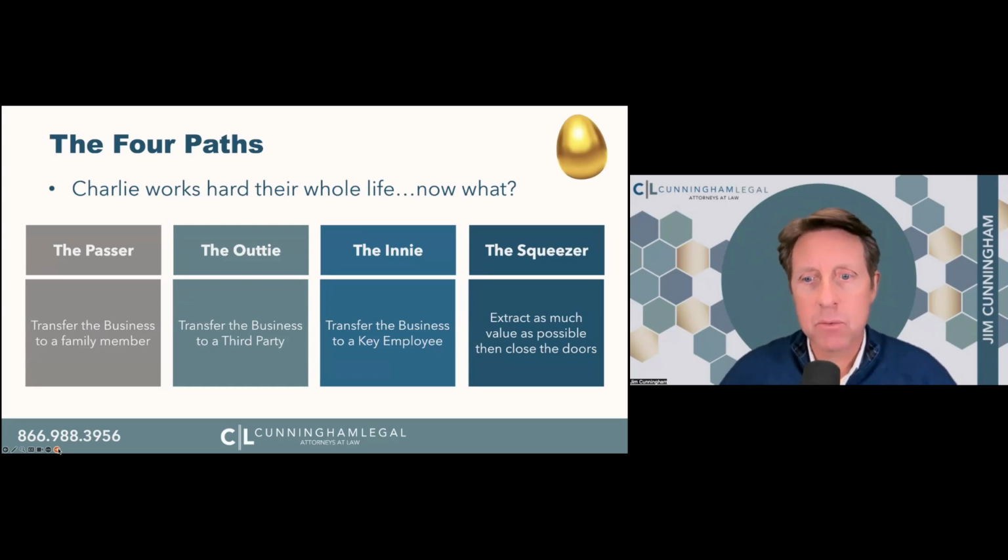The innie is where you transfer the business to a key employee, typically for money, right? So the passer is typically a gift, or an inheritance, or some type of no consideration paid for the practice. That is the passer. You can think of that as the freebie going to your family. The outie is a sale to a third party. The innie is a sale to typically a key employee, potentially other partners.